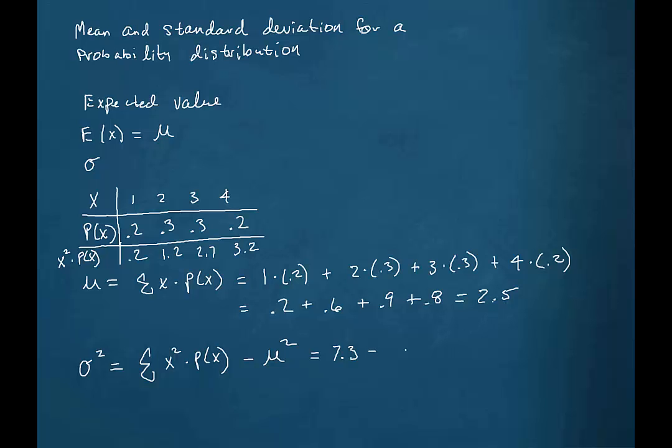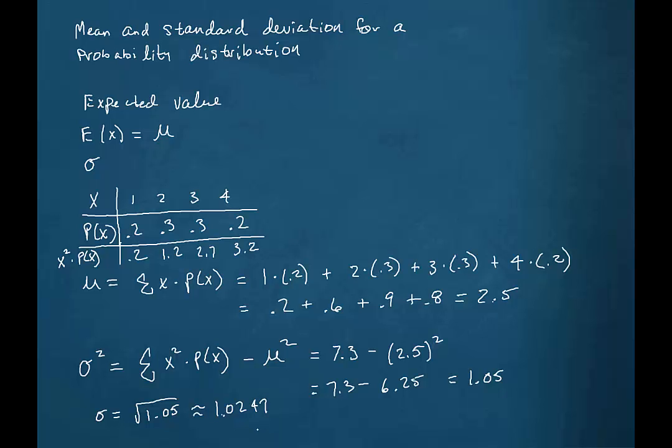minus the square of the mean, so minus 2.5 squared. And so we're going to have 7.3 minus 6.25. And so this variance is going to be 1.05. And so the standard deviation will be the square root of 1.05. This will be approximately, because this is going to be an irrational number, this will be approximately 1.0247.